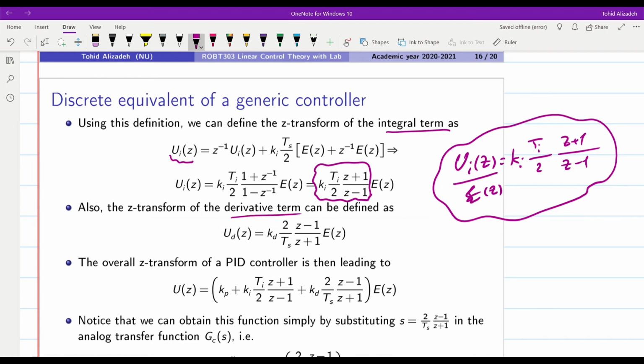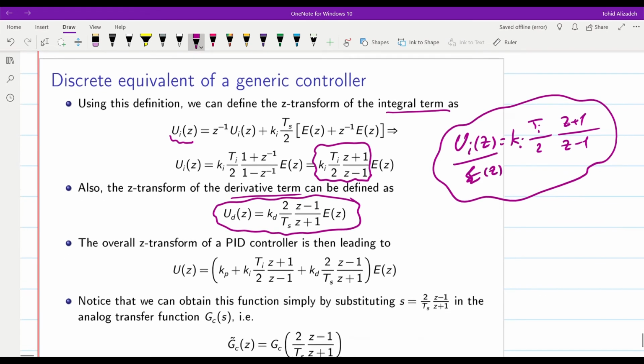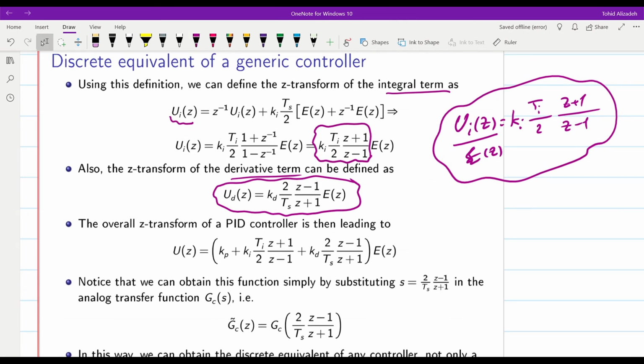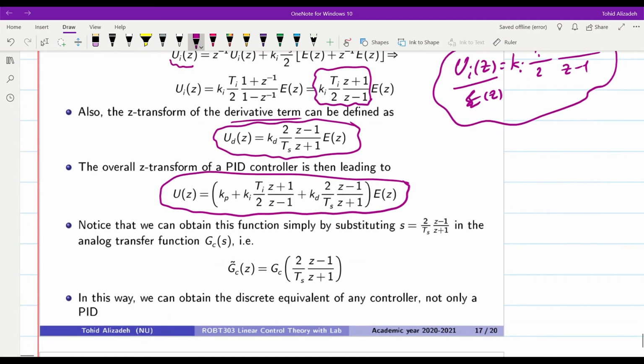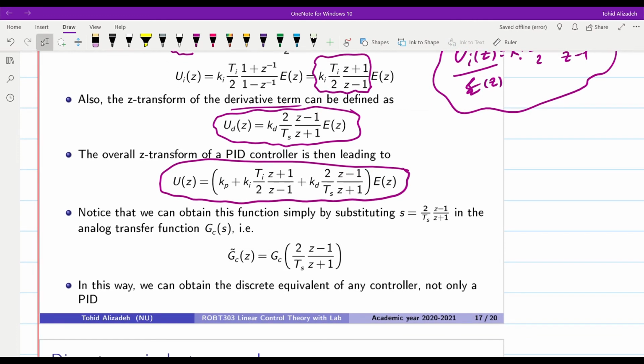We can have it for the derivative term as well. For the derivative term, it will be in this form: kd times 2 over ts times z minus 1 over z plus 1 times e of z. And the overall transform of the PID controller will be obtained in this way. So u of z will be equal to the expression which is shown here. So this is the transfer function in the discrete domain.